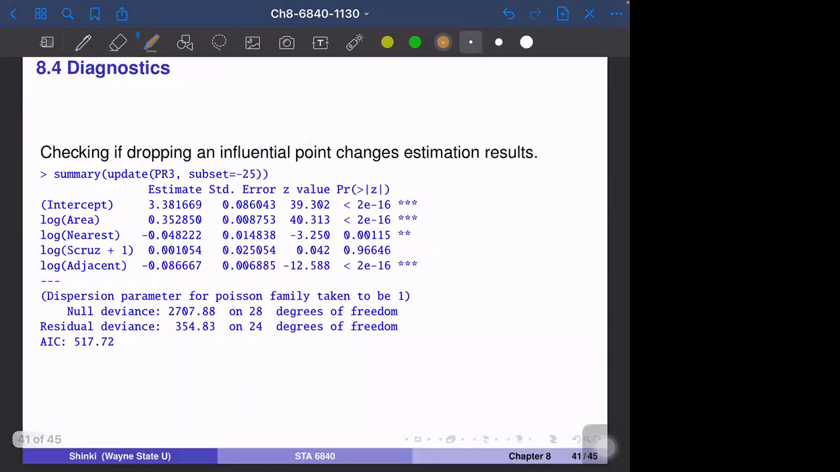So this is basically the robustness check for the previous model for Galapagos Island data. We exclude the 25th observation.